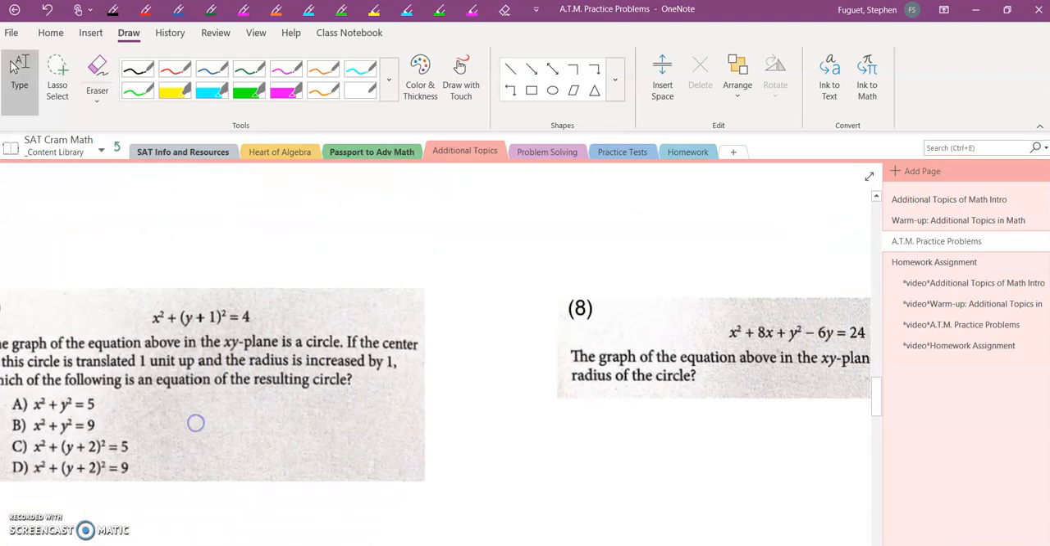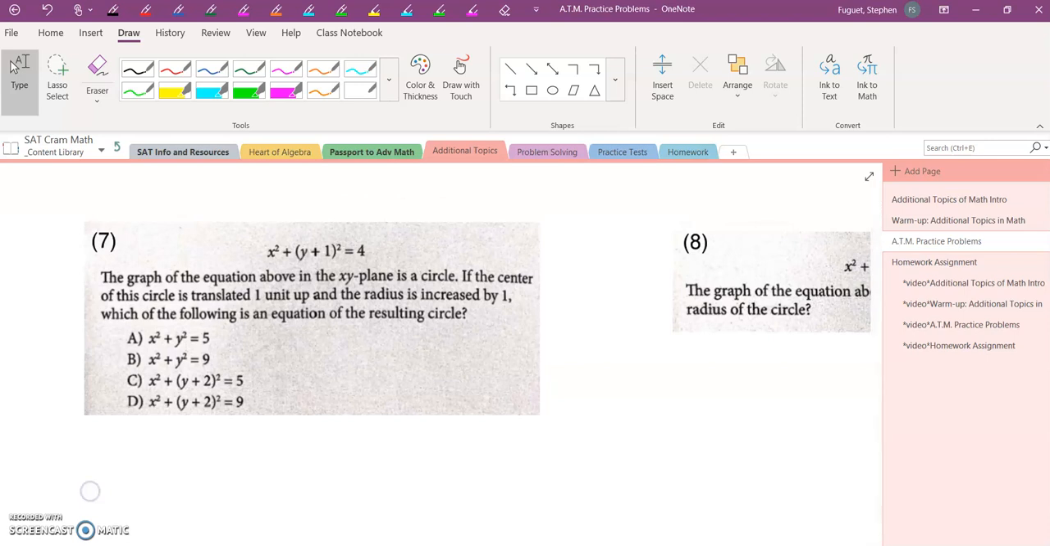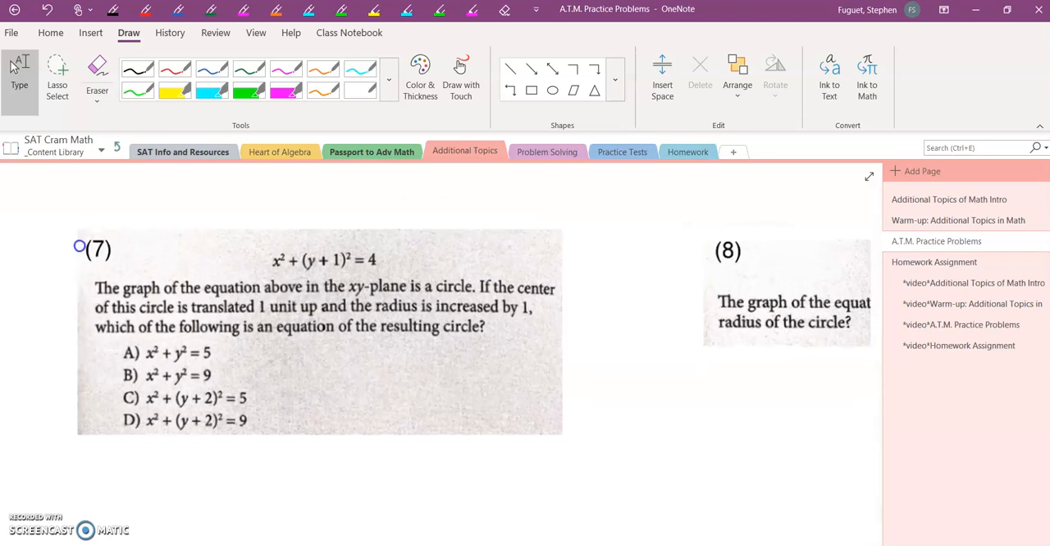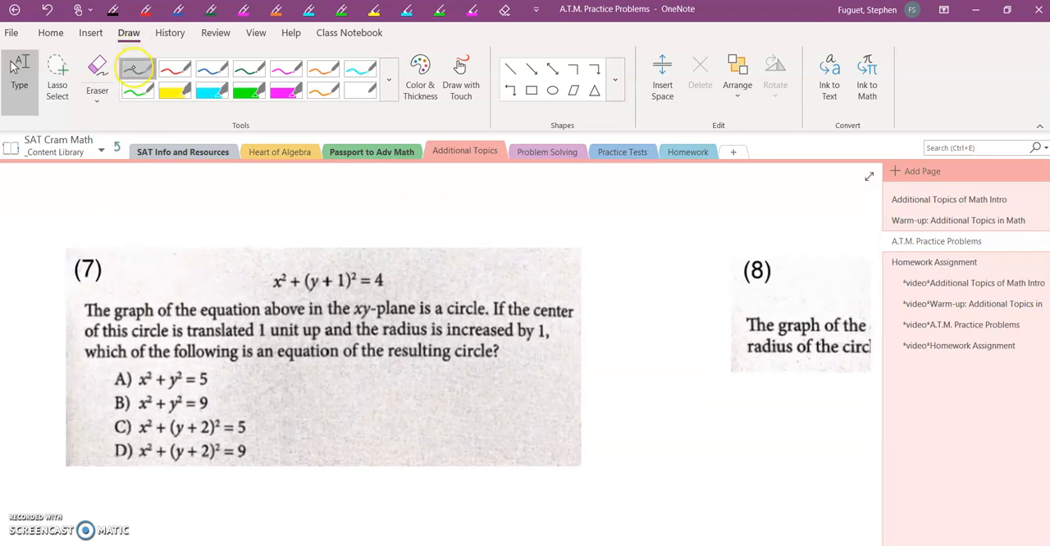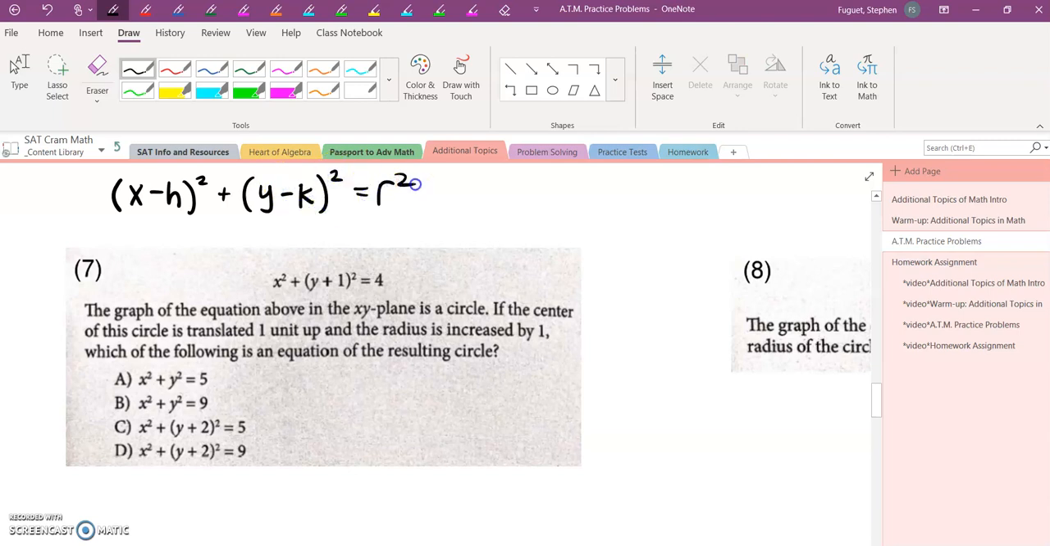Okay, we are moving on to question 7. Question 7 and question 8 are both utilizing the idea of a circle, the equation of a circle. So a reminder, I believe this is something that is in Algebra 2. The equation for a circle, there we go, is this. (x - h) quantity squared plus (y - k) quantity squared equals r squared.